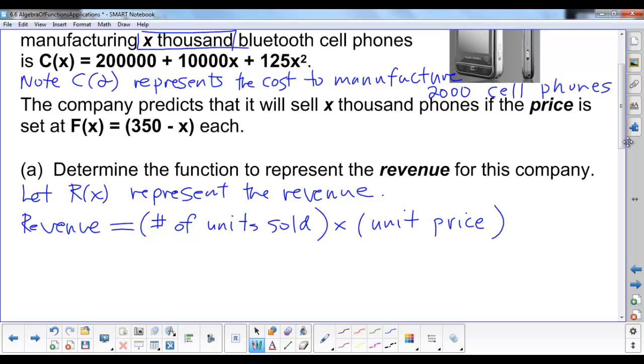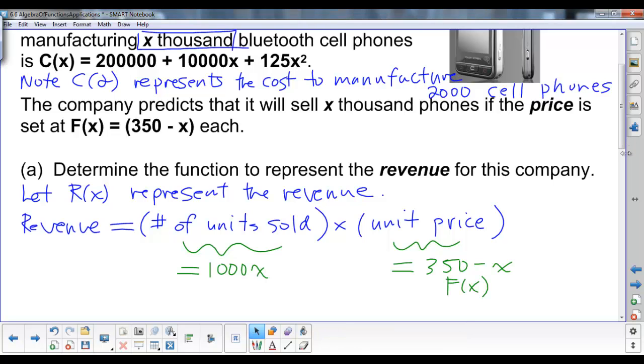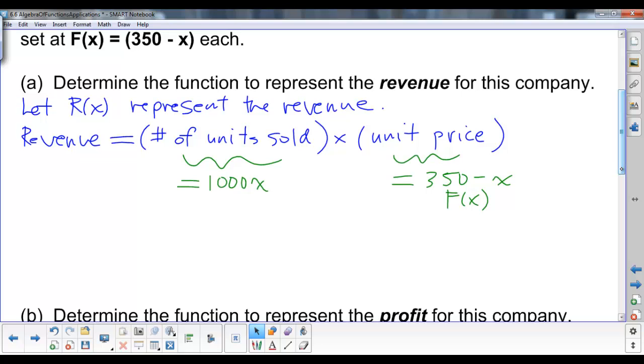Right? So we're going to have to adapt this to our specific situation here. So the number of units sold, if I just make it X, again, X without the 1,000 attached here would be an issue. So I'm actually going to have to multiply 1,000 by X if I want it to represent per 1,000 phones, right? But the unit price I don't need to adjust. That was what we were told. It was just 350 minus X. As far as a function to represent revenue in this case, right?